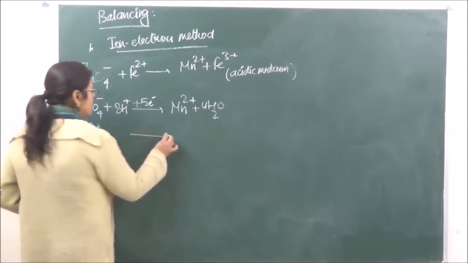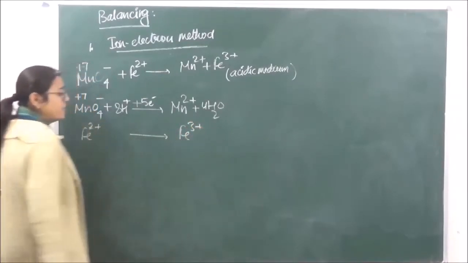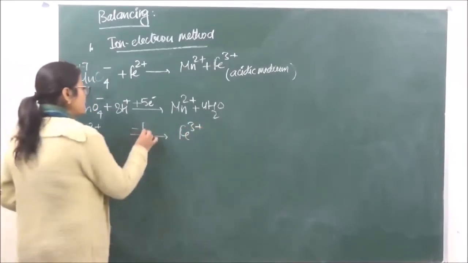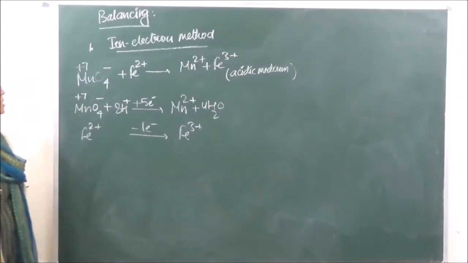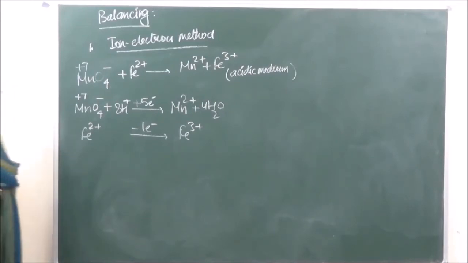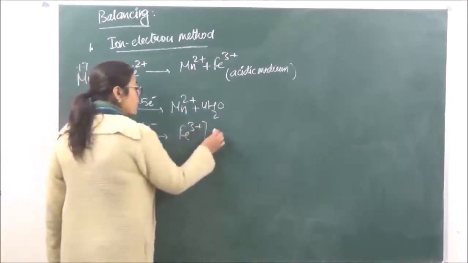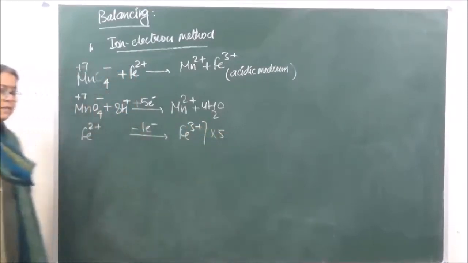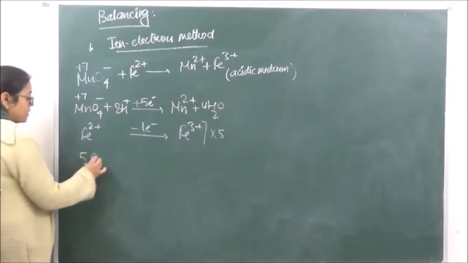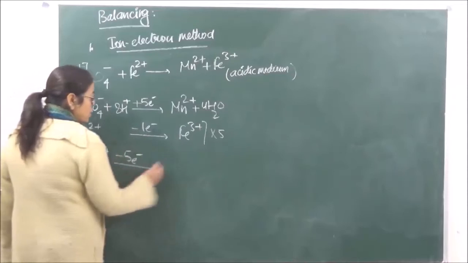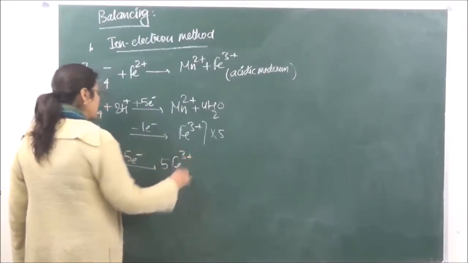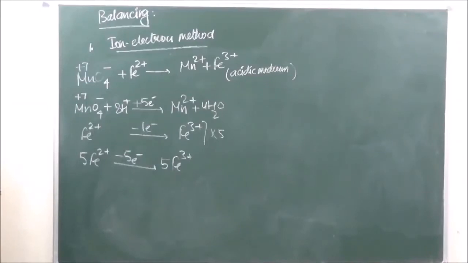Fe2 positive to Fe3 positive. Over here, minus 1 electron is going to take place. So this is the first step in which we have balanced both the half reactions. Now we need to balance the number of electrons. Here it is 5, here it is 1, so we multiply this by 5. So we will now have 5 Fe2 positive minus 5 electrons to give us 5 Fe3 positive. So let's now add this equation and this equation to get an overall reaction.